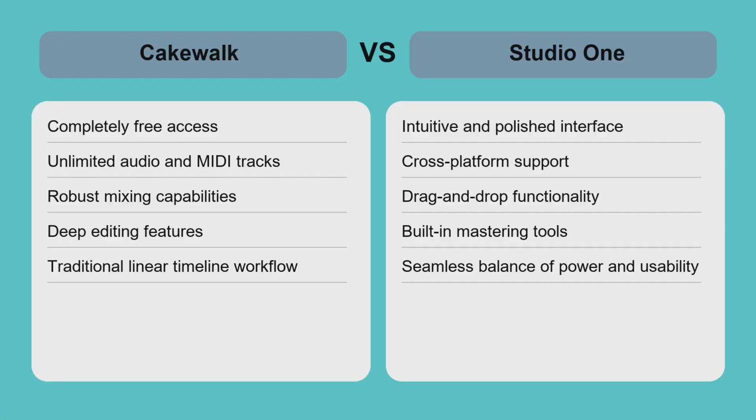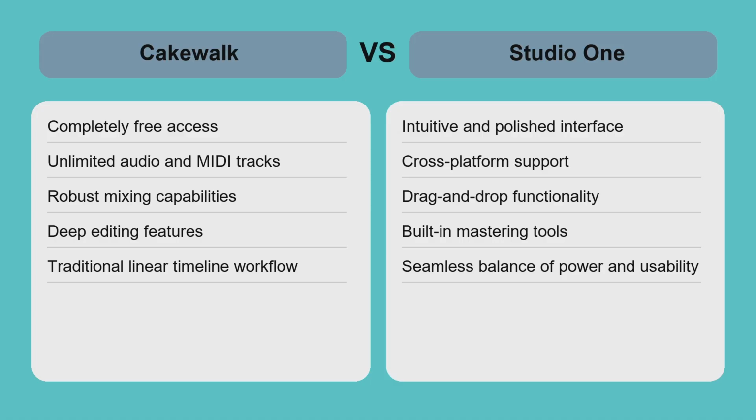When comparing Cakewalk and Studio One, the choice depends on priorities. Cakewalk excels as a free, Windows-only DAW with deep editing and unlimited tracks, perfect for users who want maximum control without cost. Studio One offers a more modern, intuitive interface with cross-platform support, ideal for those seeking a faster, more creative workflow. Cakewalk's complexity can slow beginners, while Studio One's polished design accelerates production but requires investment for full features.